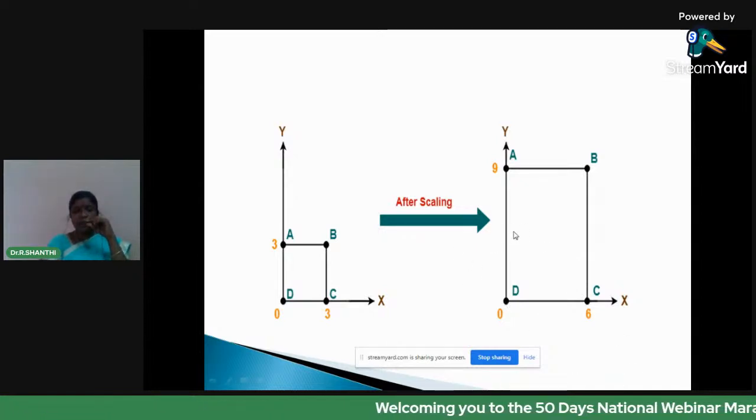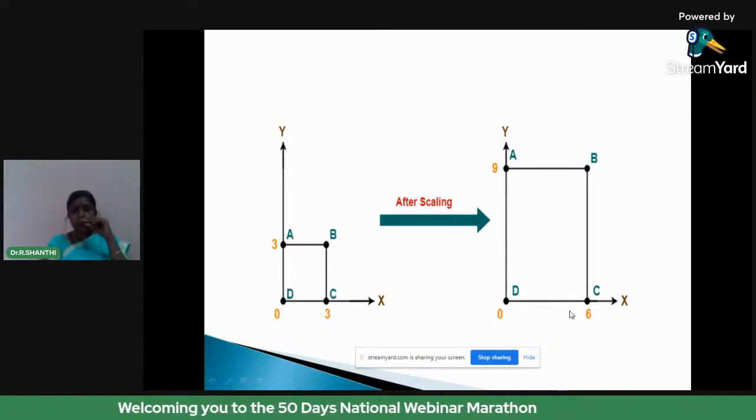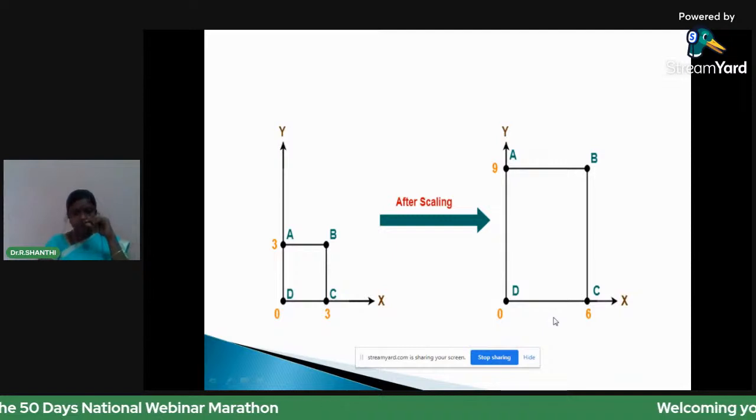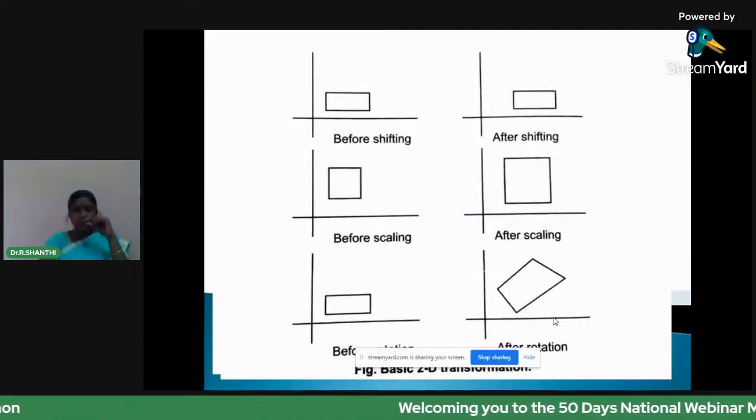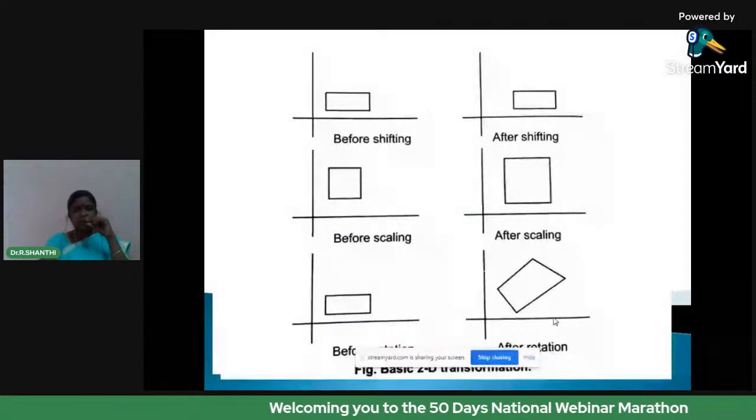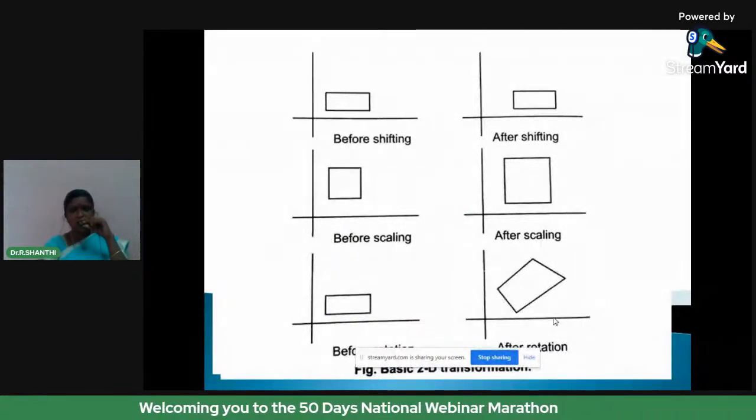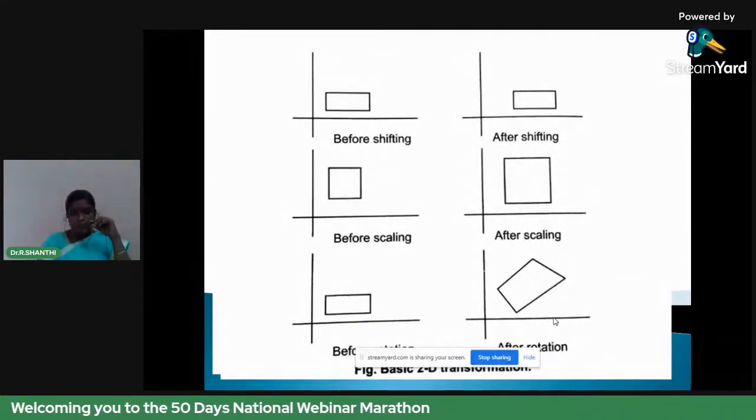Here it has been increased from 3 to 9, so the scaling factor is 6 over here. Here the scaling factor is 3, right? So here the size has been enlarged. That is the example. So these are the basic transformations we have seen so far. Students, if you have any doubts in that, you can ask me, ma'am.